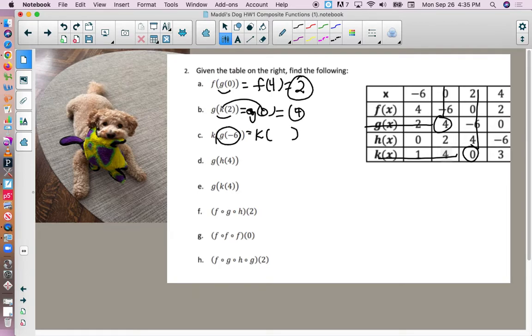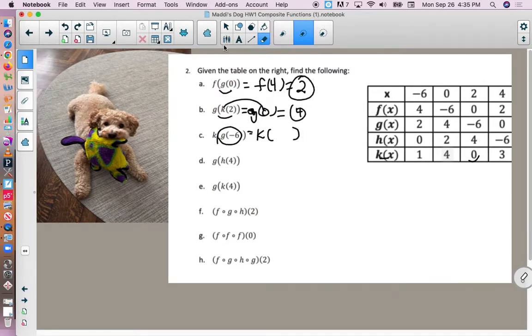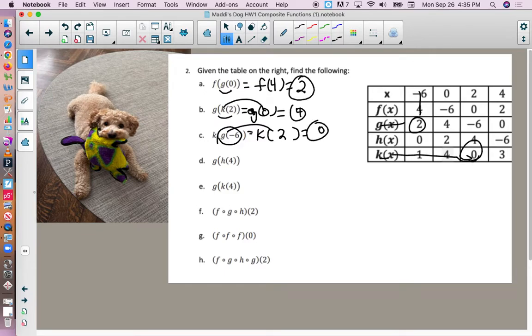So on the inside, I've got to find g of negative 6, which somebody's already done for me. g of negative 6 is 2. So I answered that question. And now I've got to find k of 2, which is 0. All right, g of h of 4. So I need g of. Now let's find h of 4. h of 4 is negative 6. And then I need g of negative 6. So let's see what somebody got for their answer, which is 2. Try these on your own and then come back and check.